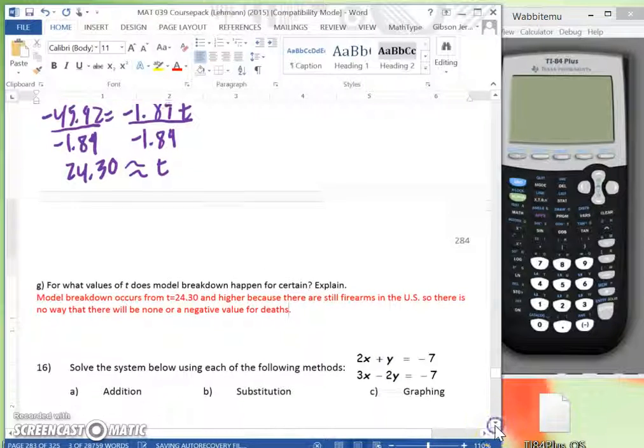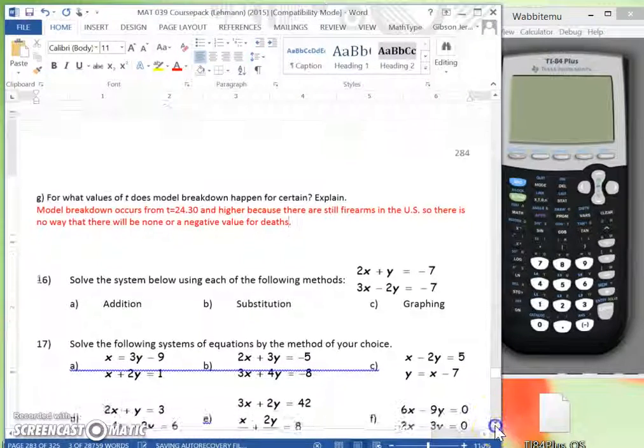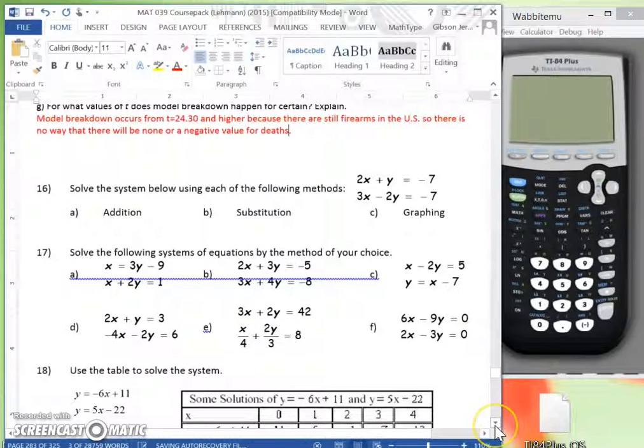Okay, now we go down here to problem 16. It says solve the system below using each of the following methods. Now they want us to do the addition, substitution, and graphing method. As far as the graphing method is concerned, I will have you use your calculator for the graphing method. So I will show you this in the next video.